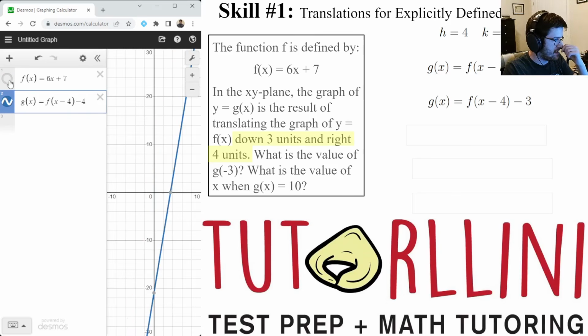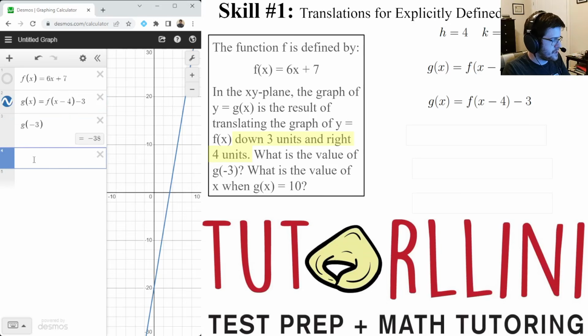And we're going to click that red circle to unhighlight that original function because we don't care about it. Now if we want to find g of -3, we can just type that in. Ooh, I must have made a mistake here, hold on. Great, so we get -38, which I think is what we got.